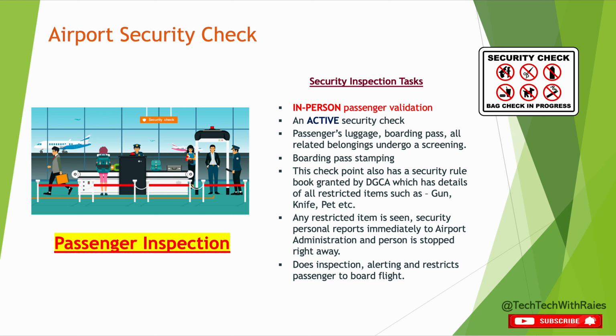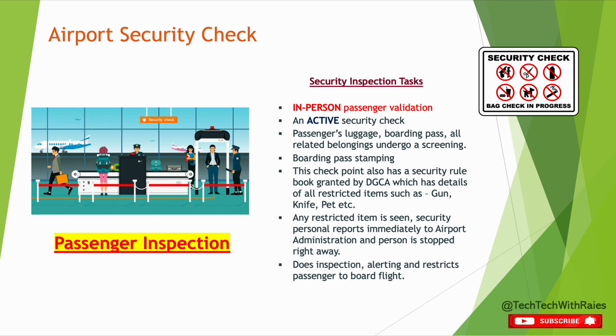So let's say some person is detected with a gun or some seizure item, something that is not allowed. Then this particular activity is alerted to the airport administration and all the other related security personnel, and the person will be prevented from going inside to catch or board the flight. So this is the overall security system available at the airport.